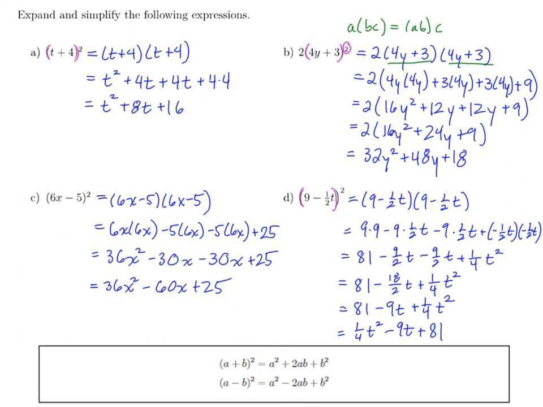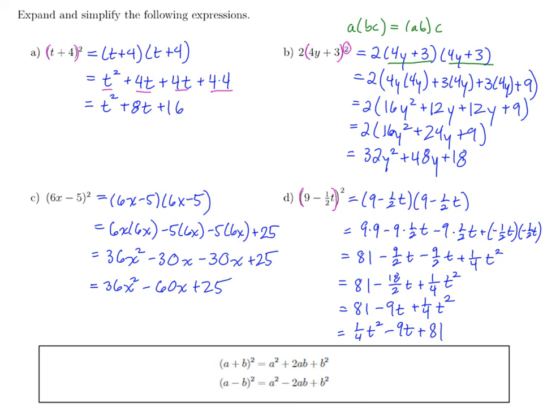So if we look at our first example, quantity t plus 4 squared, if we look at this middle step, we have t squared plus 4t plus 4t plus 4 times 4. And so we essentially have t squared plus 2 times 4t plus 4 squared. And that's what's giving us t squared plus 8t plus 16.